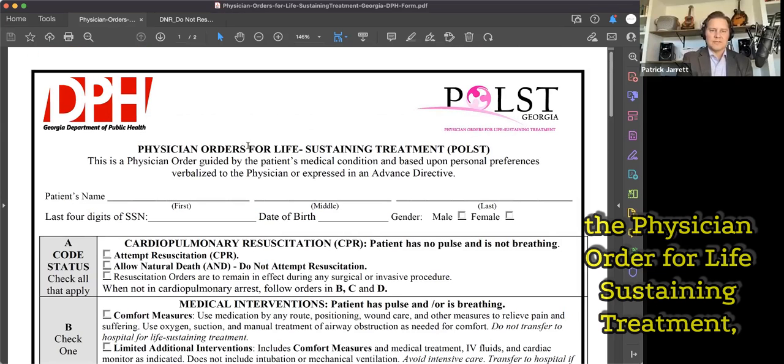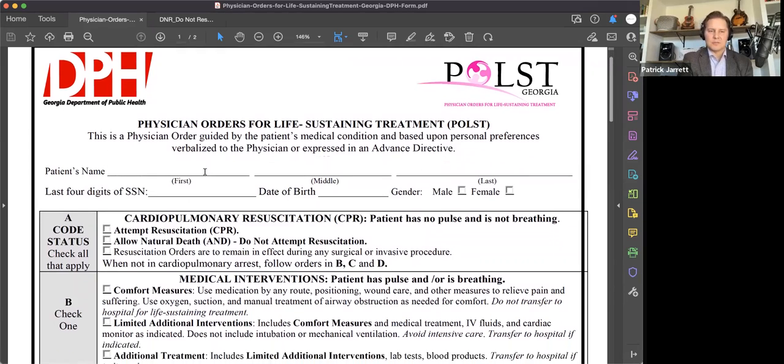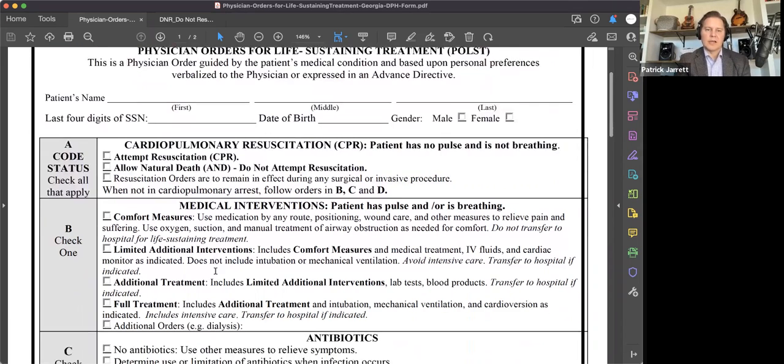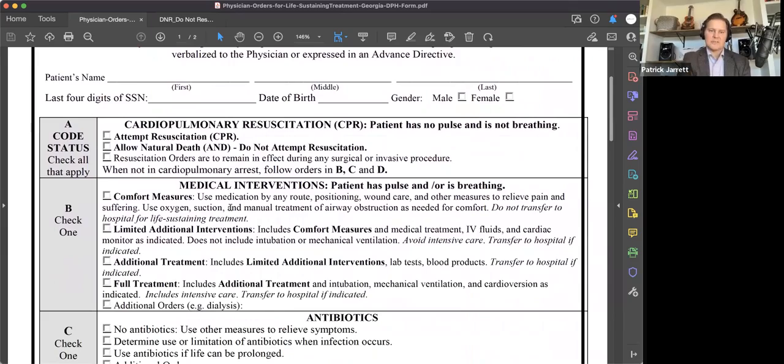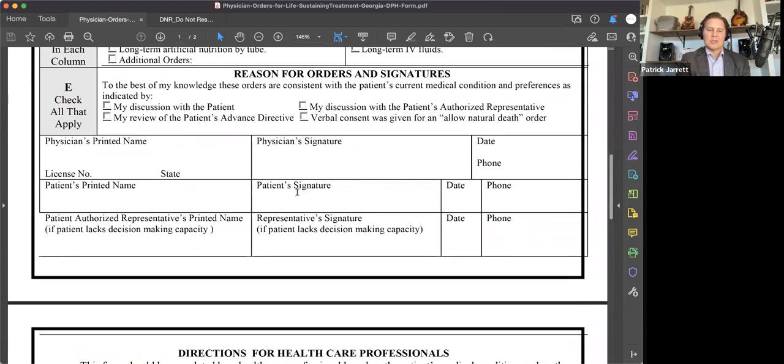And so this is the physician order for life sustaining treatment, otherwise known as a POLST. So this is the form that you should go and check to make sure that this is properly filled out. This gives the instructions to a physician on whether or not the patient would want to be resuscitated or not, or to allow natural death to occur. And it gives various other selections for them to select their wishes. And this has to be signed by the patient and a physician. And if the patient does not have the cognitive ability, then it needs to be signed by somebody that's authorized in either a durable power of attorney for healthcare decisions or some kind of an advance directive.